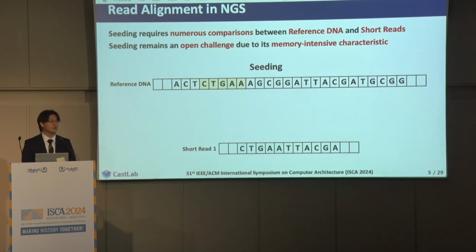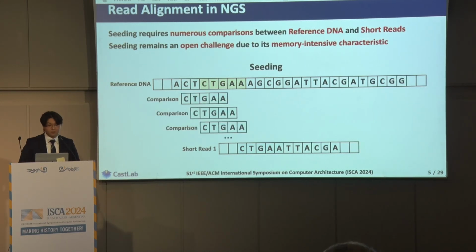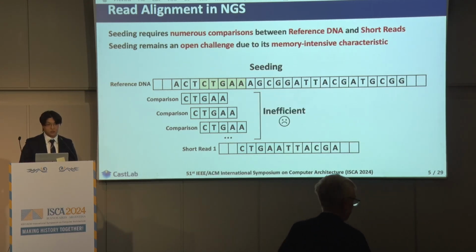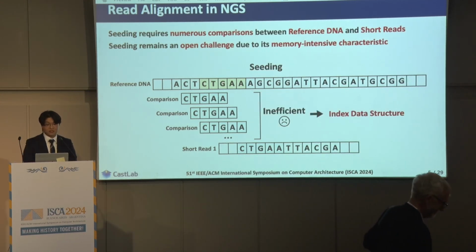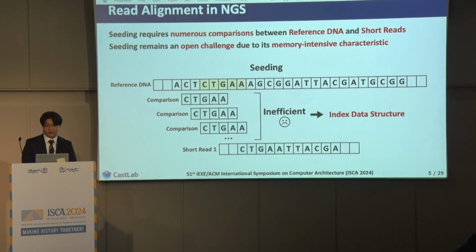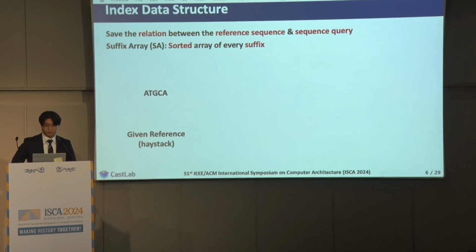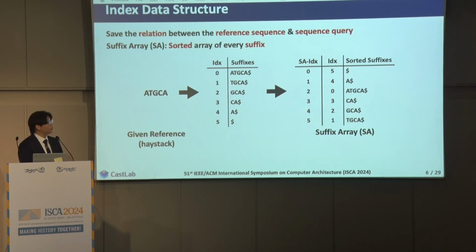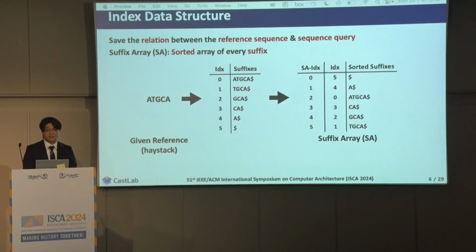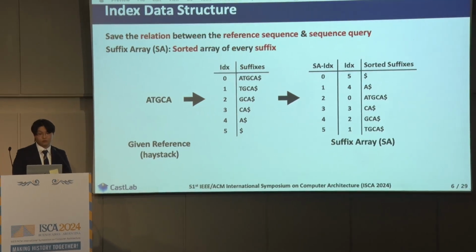to its memory-intensive characteristic. The simplest seeding method is to compare two sequences one by one. However, this is very inefficient. Thus, an index data structure is required to simplify the search process. Index data structure is a structure that stores the relationship between reference sequence and any possible sequences. It is usually used with suffix array for efficient search.